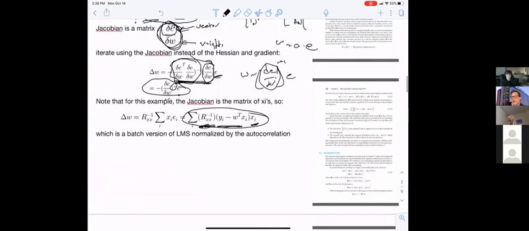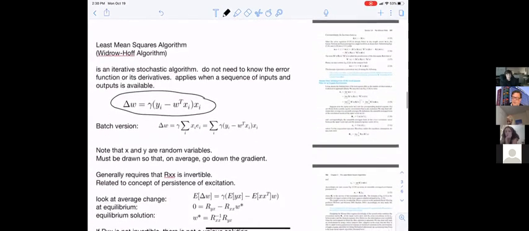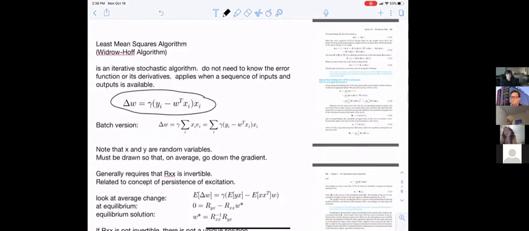But I just want to go through that. Haken doesn't make that point as clearly as I would like, although he does go through a lot of the math of this. So I wanted to simplify that and run through it a little bit more. Now let's get to the least mean squares algorithm.